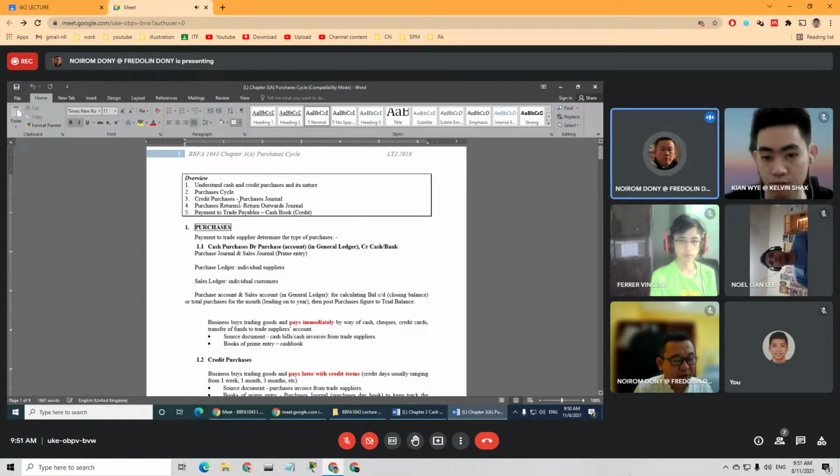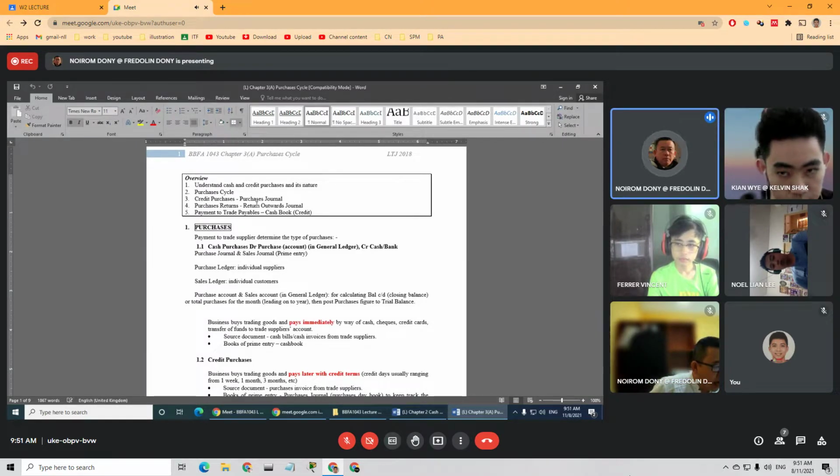You don't sound confident. Okay. If it's credit purchases, the prime entry will be purchases journal. Do you understand what is prime entry? Prime entry is buku catatan pertama. It is like a diary, meaning every transaction you must record in the diary, in the buku catatan pertama. For credit purchases, it will be purchases journal.